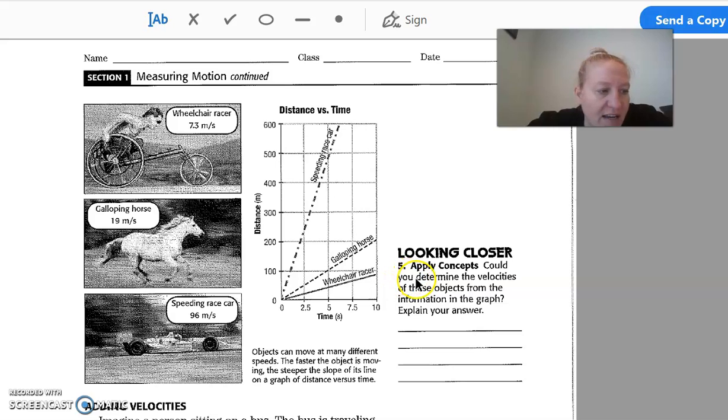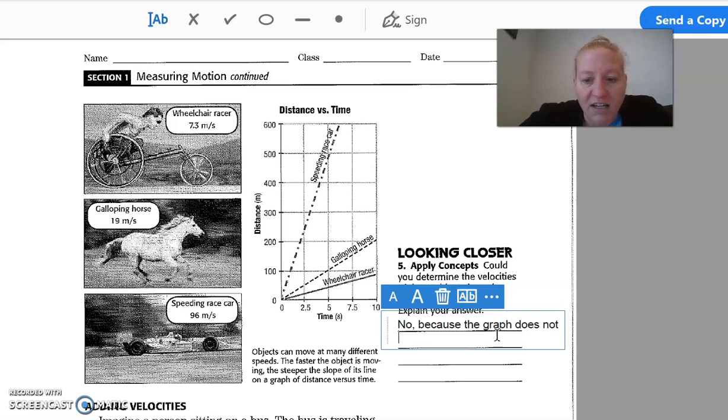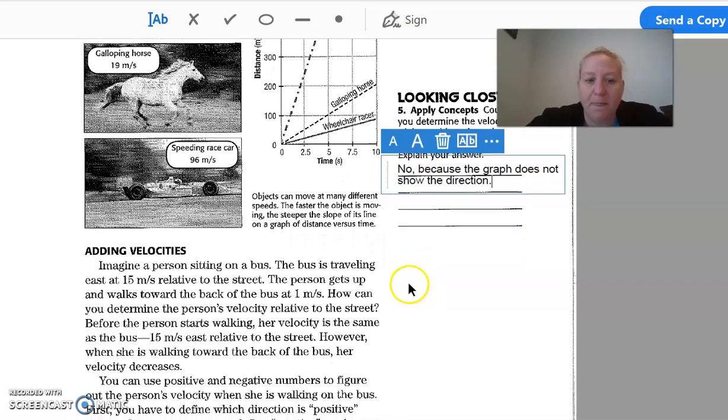Okay, so let's look at number 5. Could you determine the velocity of these objects from the information in the graph? So we have the graph here. We have 7.3, 19 meters per second, and 96 meters per second. Could we tell the velocities? No, we could not, because the graph does not show the direction. Because it doesn't tell us the direction, we do not know the velocity, we only know the speed.